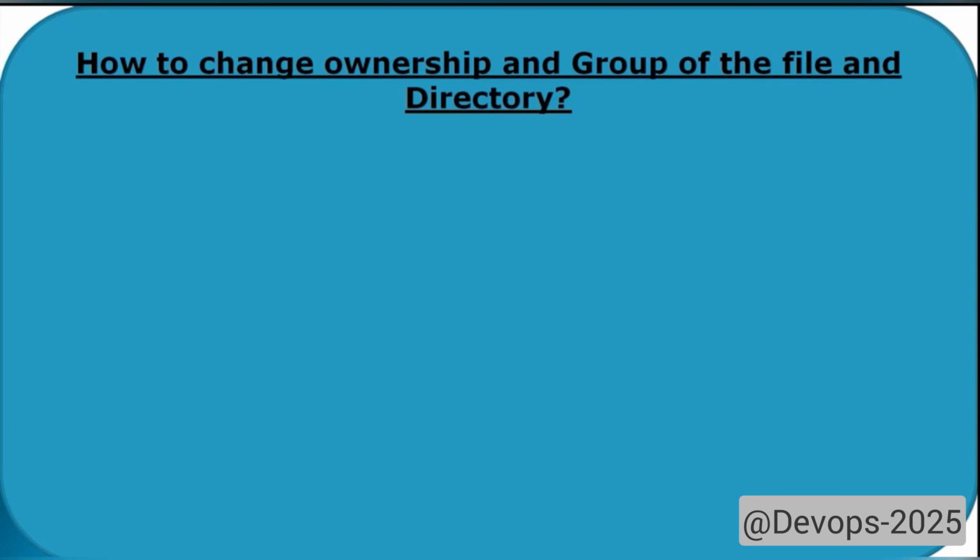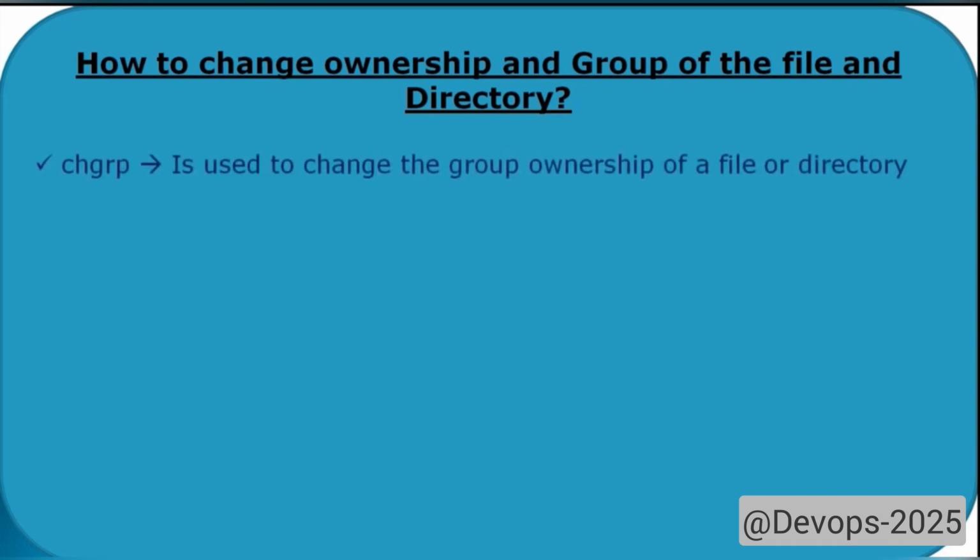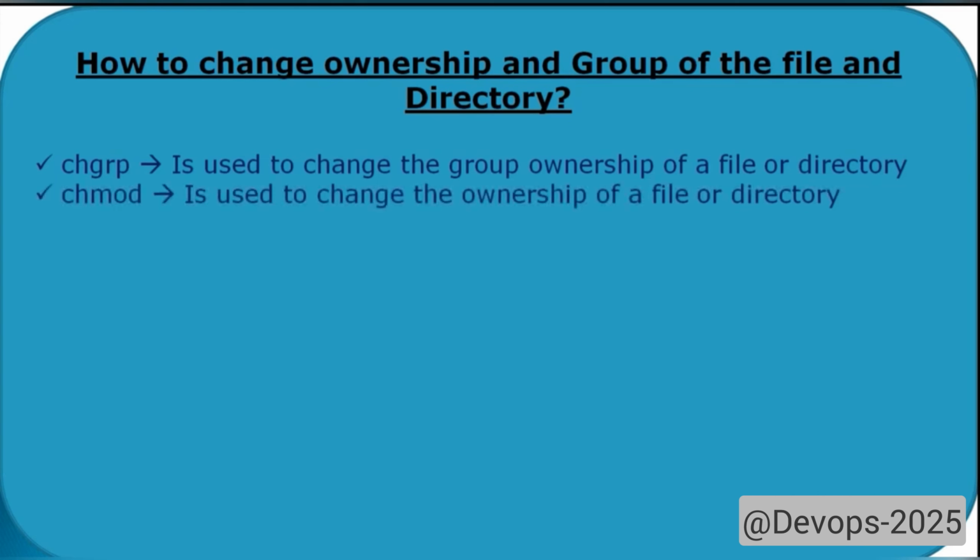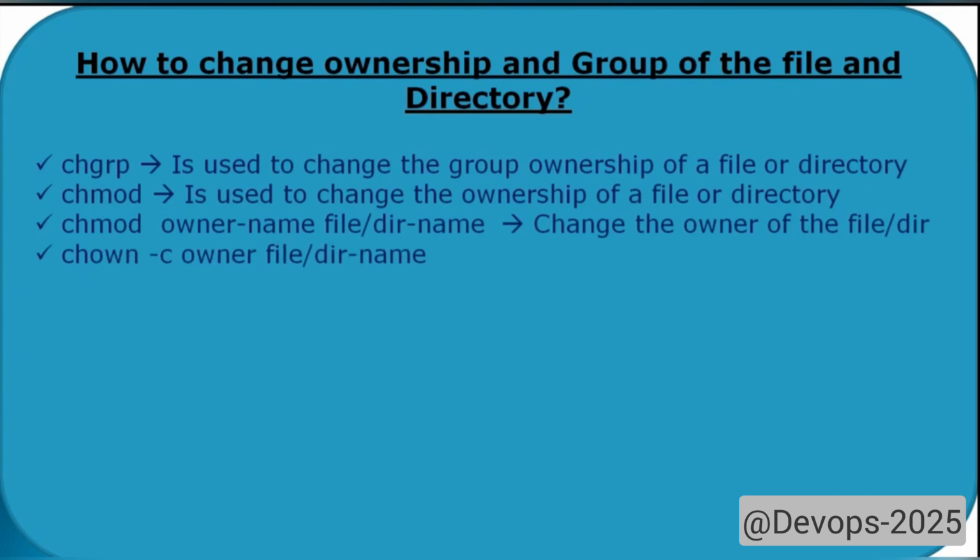So up to now we have seen how to change the permissions for files and directories. In continuation of that, how to change the ownership and group of a file and directory. Using chown and chgrp, we can change the owner and group of a file. And here are a couple of commands. Let's play with these commands.